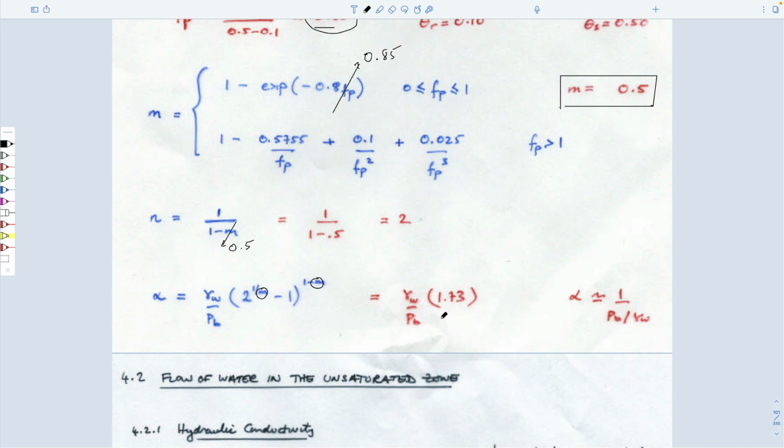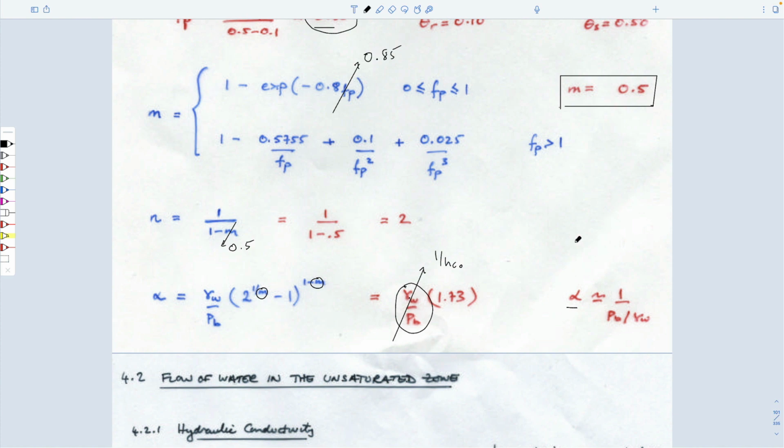I won't go through the math, but we end up with a value of alpha being equal to unit weight divided by the pressure times 1.73. And so if we wanted to, I guess we could rearrange that in terms of alpha to get this. And so immediately from this, if we wanted to, the value, this term here, is equal to 1 over h. And so we can immediately get the height rise in our system.